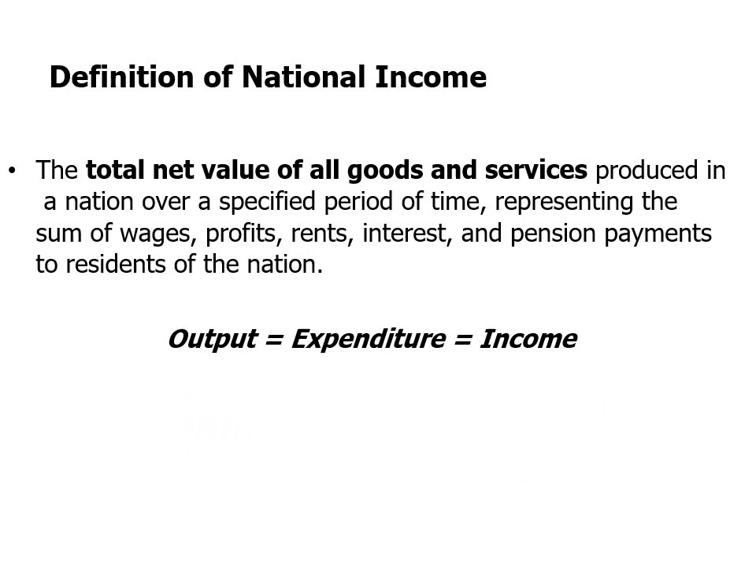All right, so how do we define national income? What's the definition of national income? We have that right here, and that is the total net value of all goods and services produced in a nation over a specified period of time, representing the sum of wages, profits, rents, interest, and pension payments to residents of the nation. So, national income measures the value of final goods and services produced in an economy over a period of time, usually a year, right?